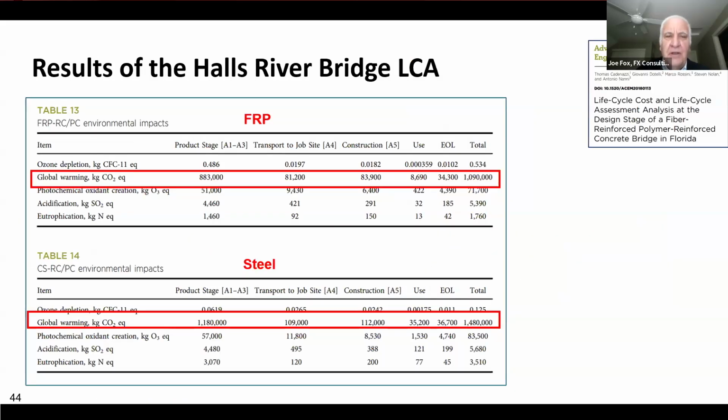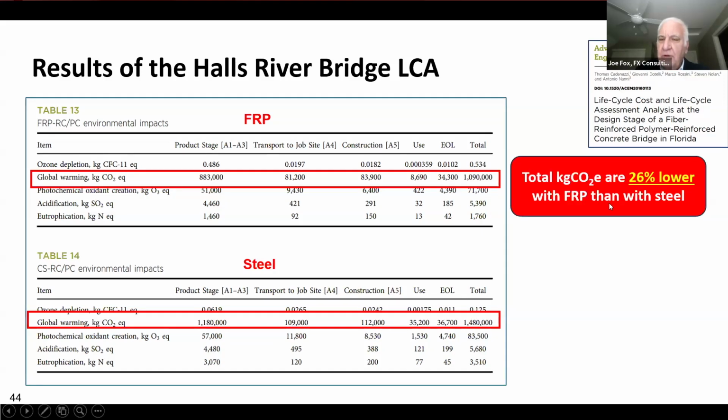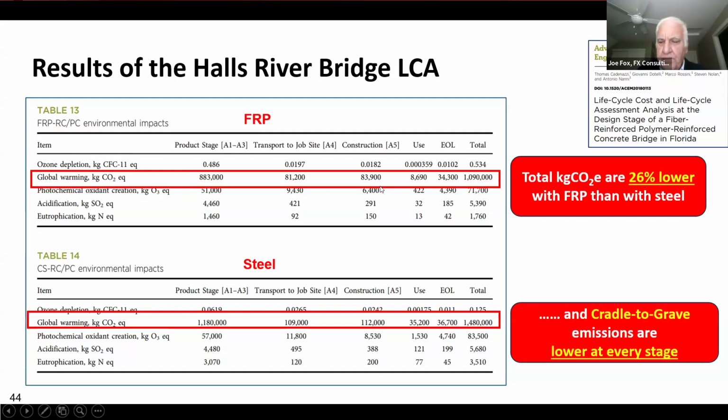And here is the data from their LCA that shows that. I'm comparing two tables, top for FRP, bottom for steel. Here is the data highlighted for kilograms of CO2 equivalents. If you compare this number for FRP with this number for steel, you'll see that the total kilograms of CO2 equivalents are 26% lower with FRP than with steel. And if you go across each row, you'll see that the emissions are lower at every stage. So this is not just cradle to gate.